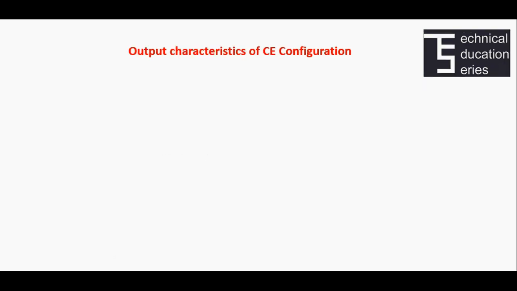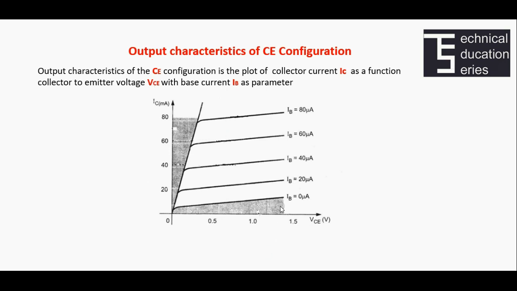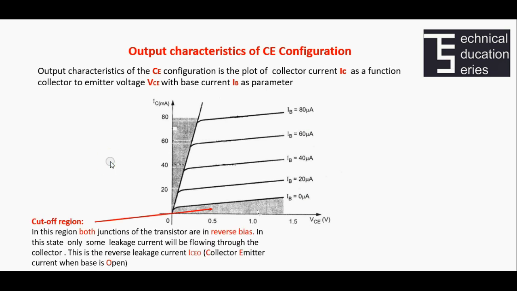Next, the output characteristics of CE configuration. Output characteristics of CE configuration is the plot of collector current IC as a function of collector to emitter voltage VCE with the base current IB as parameter. We can plot the output characteristics curve for the different values of IB. Here it's a set of typical characteristics curves plotted for the different values of IB from 0 microampere to 80 microampere. We can divide this into three regions.